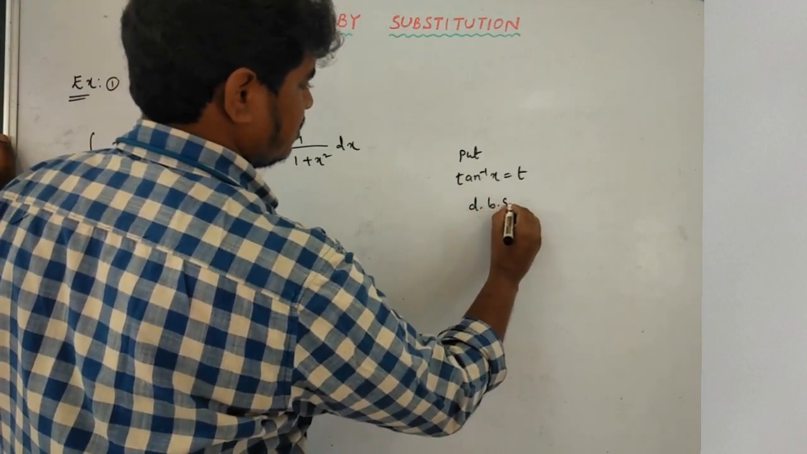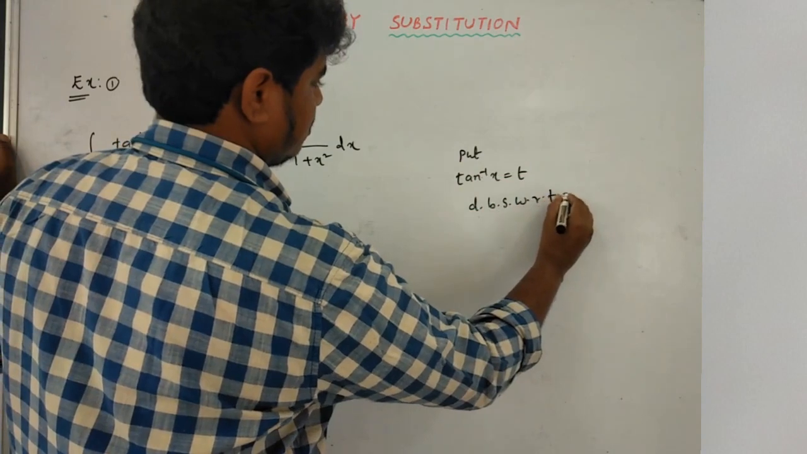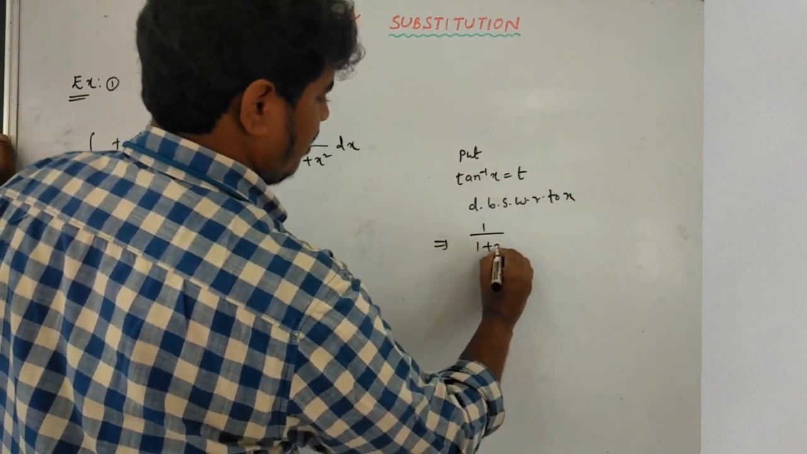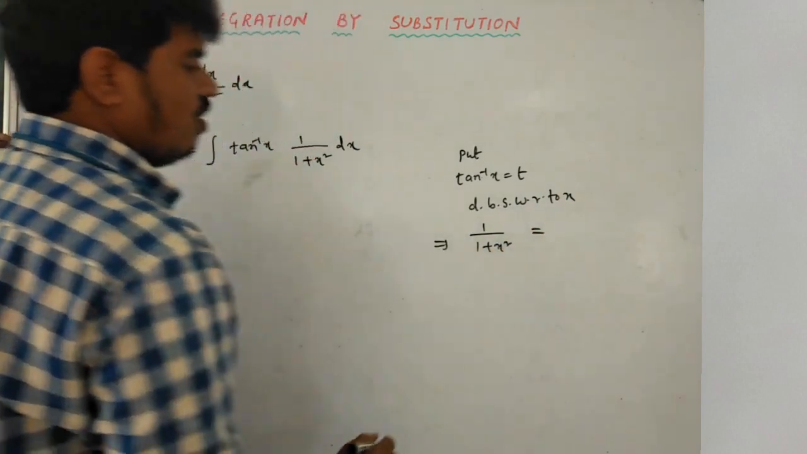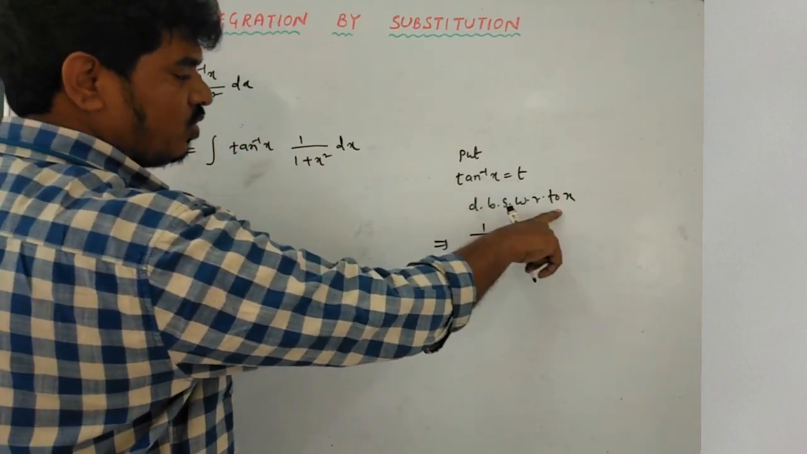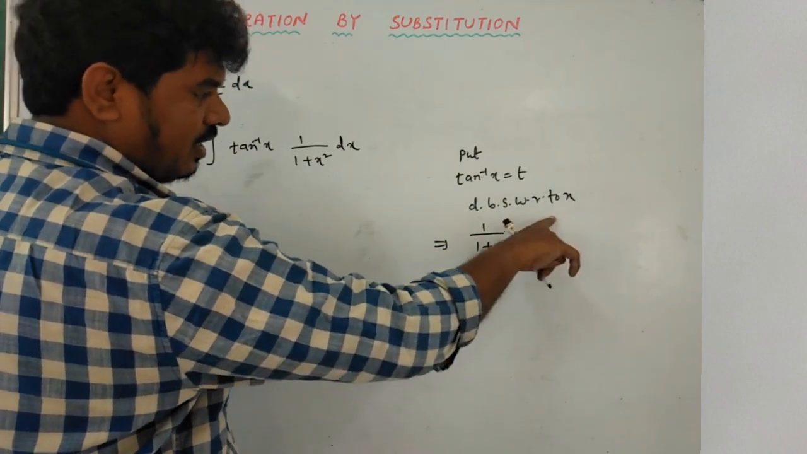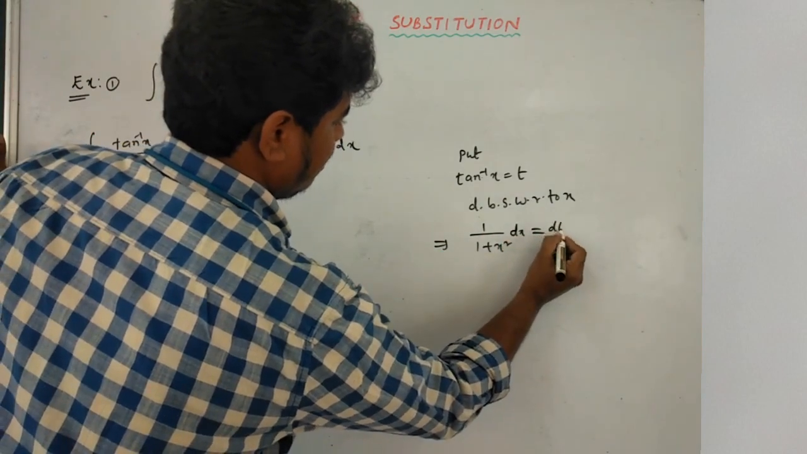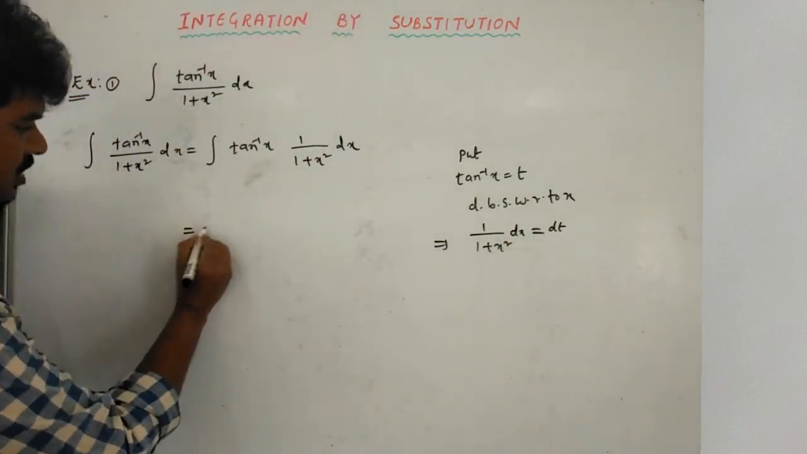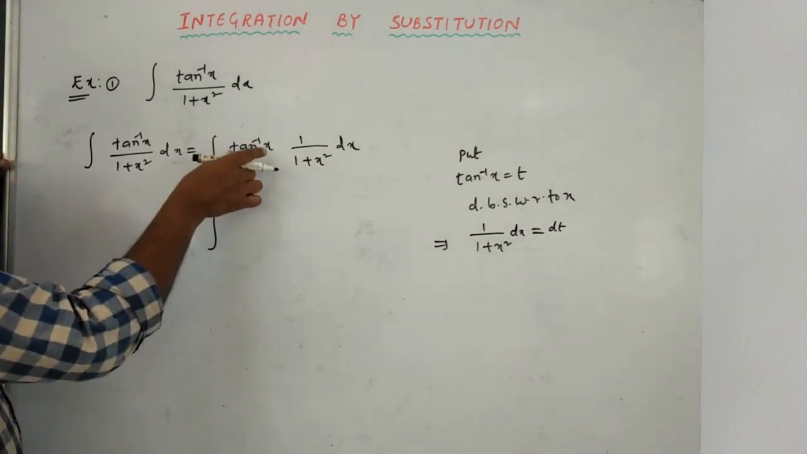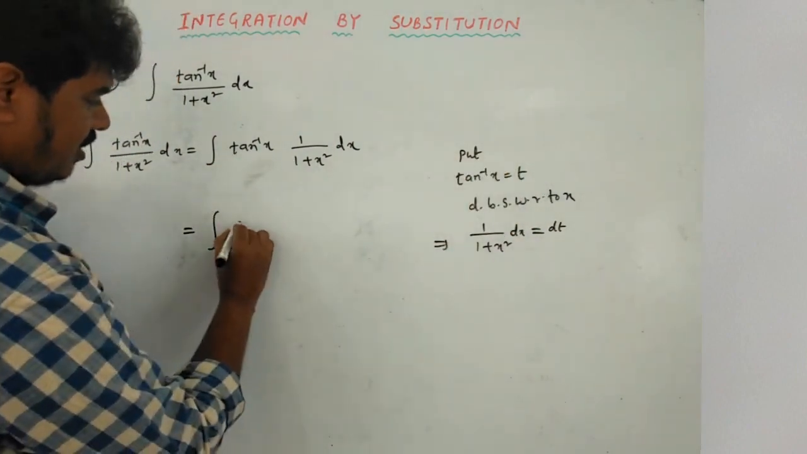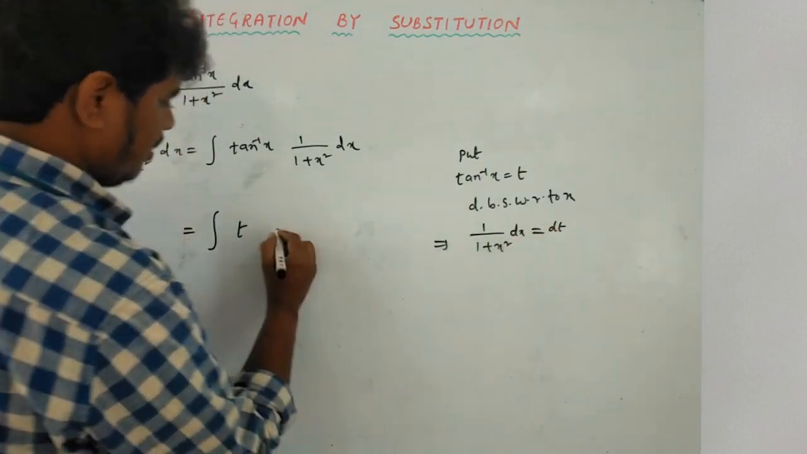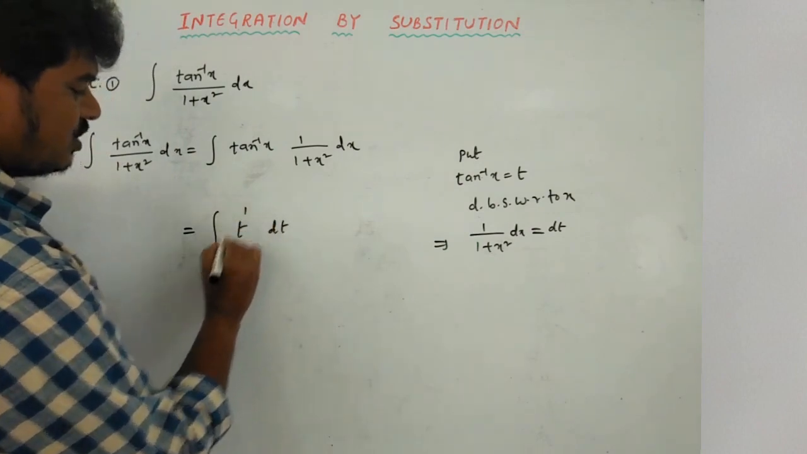Differentiate both sides with respect to x. What is the derivative of tan inverse x with respect to x? 1 divided by 1 plus x square is equal to, what is the derivative of t with respect to x? dt by dx. dt by dx means take dx here, dt here. So the integral: tan inverse x will be taken as t, and 1 divided by 1 plus x square dx will be taken as dt. Here the power is 1.